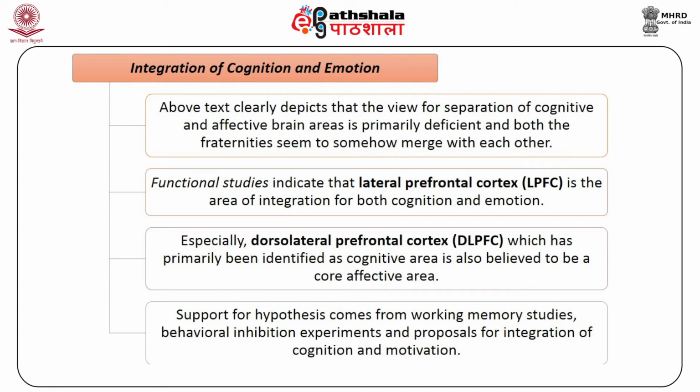Advancements in the literature have been able to generate evidence for fusion of cognition and emotion, such as depicted in functional studies, structural connectivity, circuits for cognitive emotional integration, and functional connectivity. Functional studies indicate that the lateral prefrontal cortex, LPFC, is the area of integration for both cognition and emotion. Especially the dorsolateral prefrontal cortex, DLPFC, which has primarily been identified as a cognitive area, is also believed to be a core affective area. Support for the hypothesis comes from working memory studies, behavioral inhibition experiments, and proposals for integration of cognition and motivation.